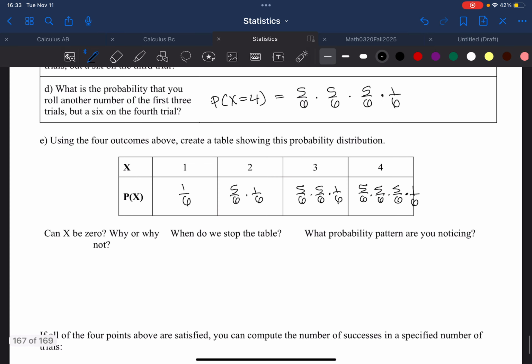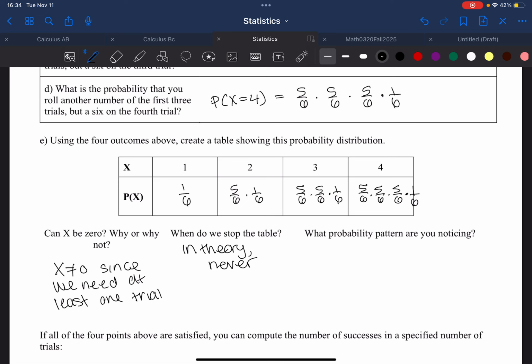So it says, can X be 0, why or why not? So X cannot be 0 because you have to have at least 1 trial to find the success. So X cannot equal 0 since we need at least one trial. When do we stop the table? In theory, we never stop. We're going to go on forever without getting a success. Okay, so in theory, never.